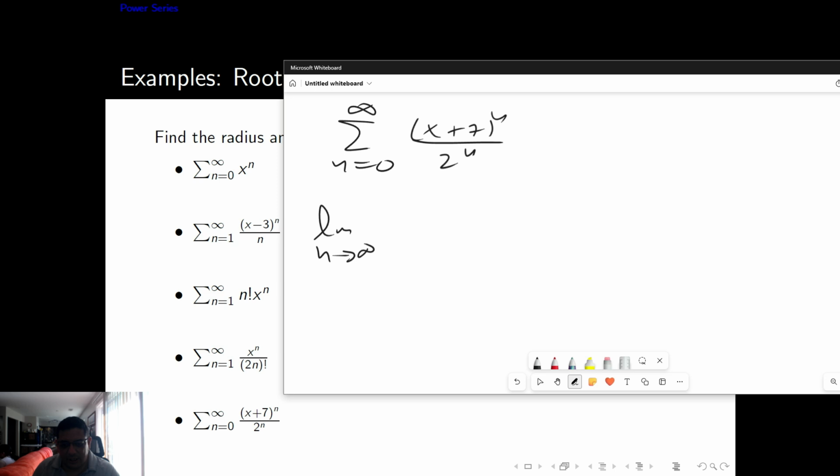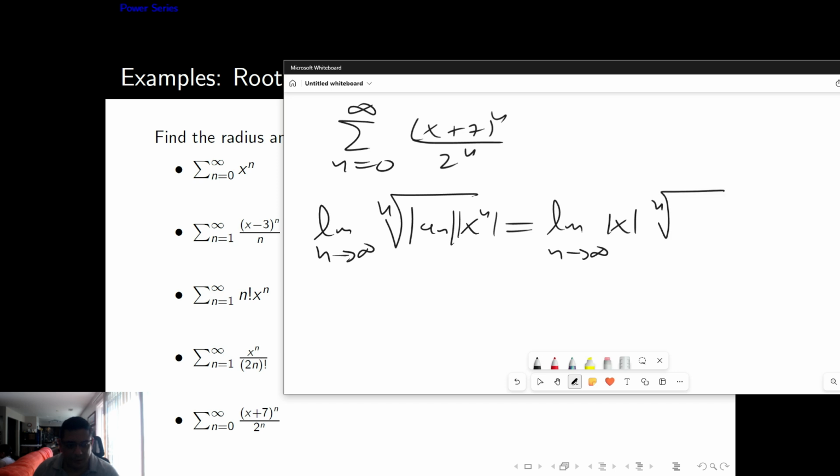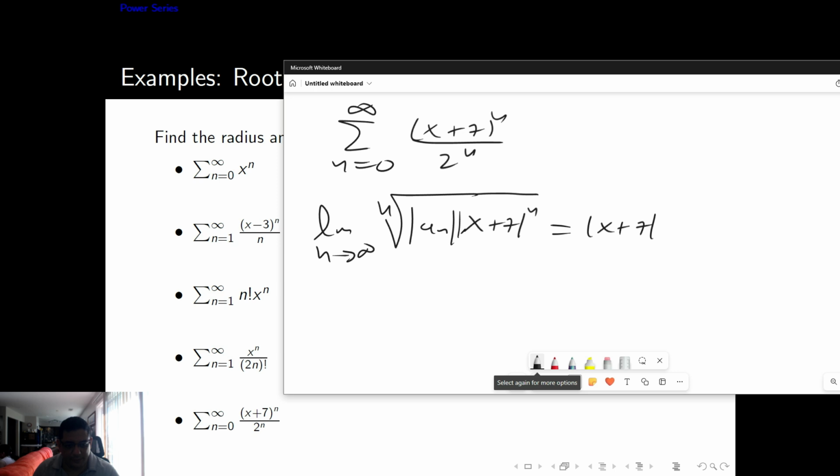And we can say, well, limit when n goes to infinity of the n-th root of the absolute value of a_n x to the n is going to be usable. And we have limit when n goes to infinity of, notice that if we have the absolute value here and we take the n-th root, then we're going to get absolute value of x here. And then now we're going to have the n-th root of, sorry, this is not x but x plus 7. So this is x plus 7 to the n. So now this is absolute value of x plus 7.